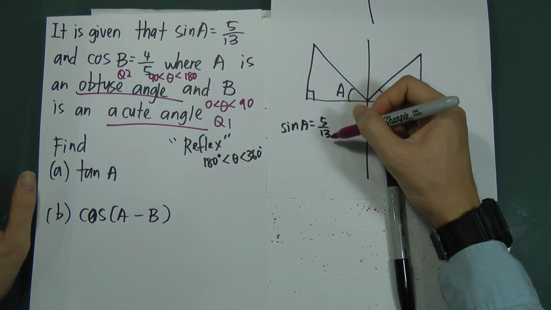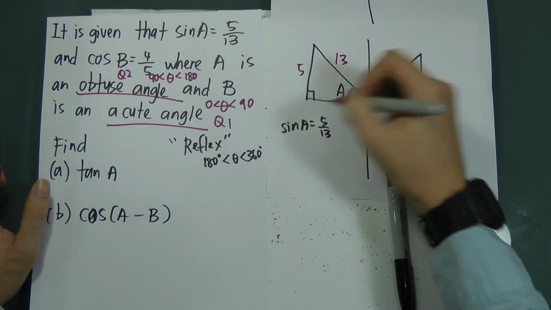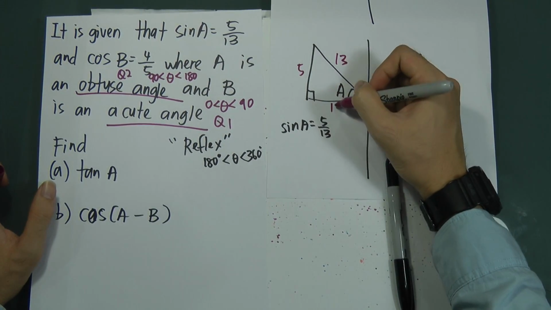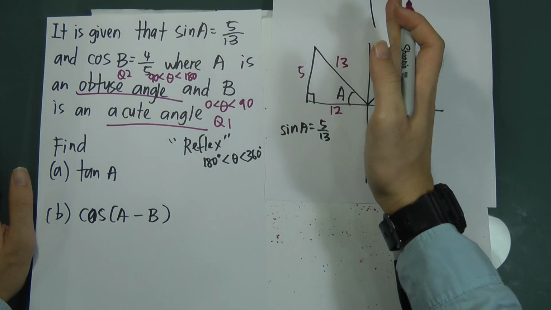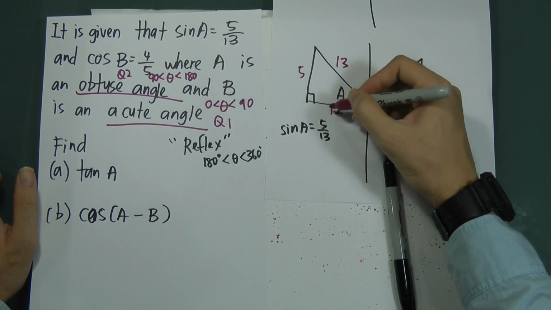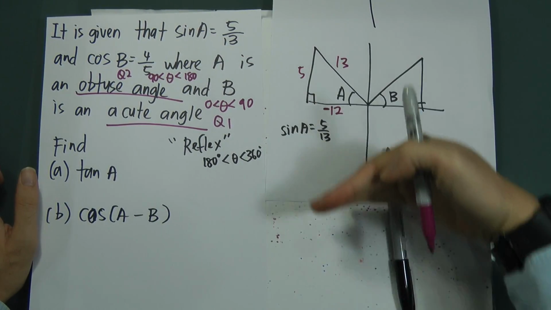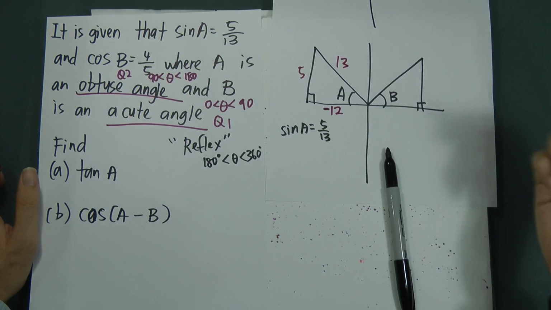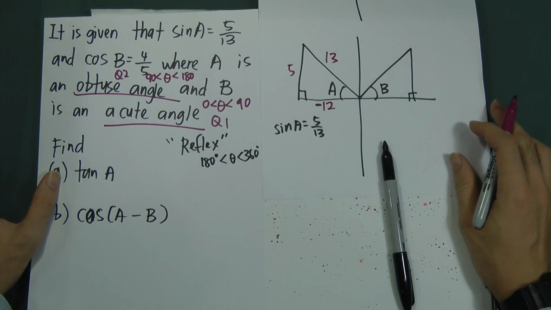5 is opposite, 13 is hypotenuse. So sin A is 5 over 13. Pythagoras tells us that if we have 5 and 13, the other side will be 12: 5, 12, 13. However, as I said before, the y-axis side here should be negative. Below the x-axis, you also get negative. But we do not have values for the third quadrant and second quadrant, so just ignore it.